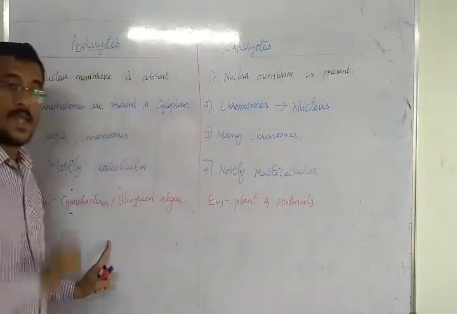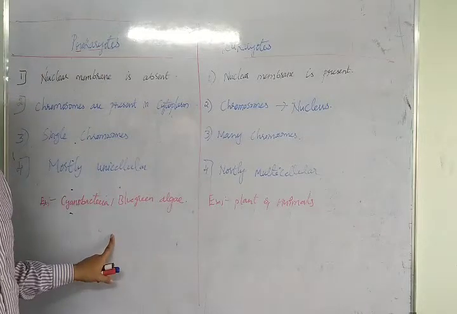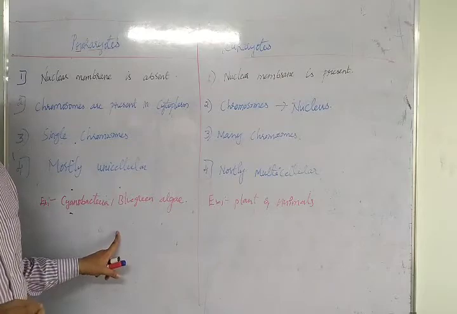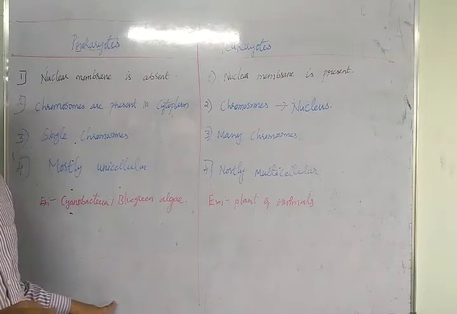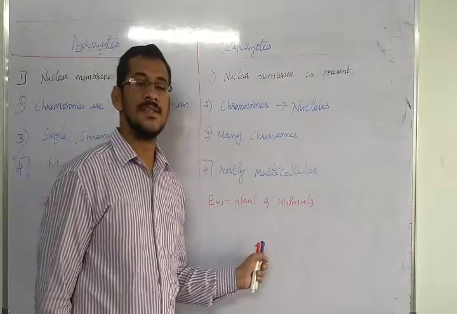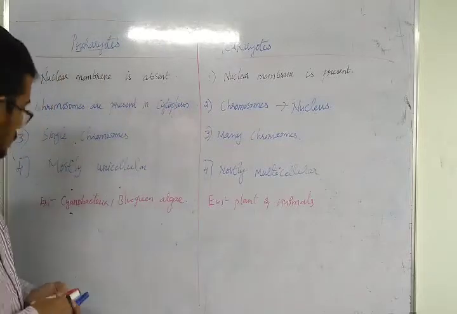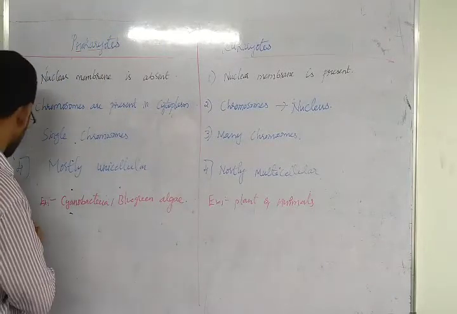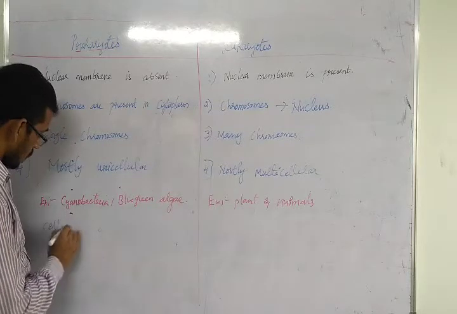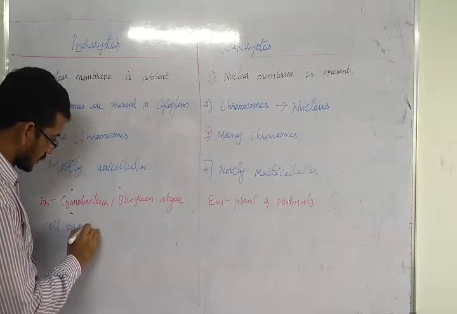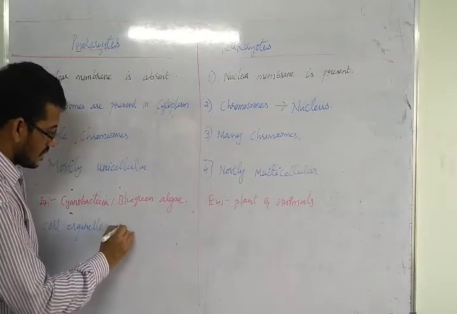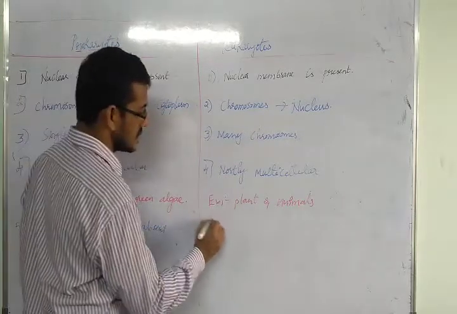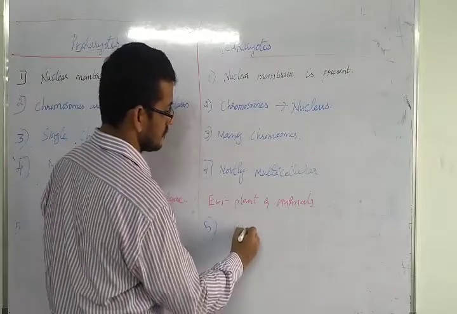Okay. Here cell organelles are absent. Mitochondria, then chloroplast. These are all absent here. Cell organelles. But here cell organelles are present. So that is one more difference, you can note it. Got it? So here cell organelles are absent. But here cell organelles are present.